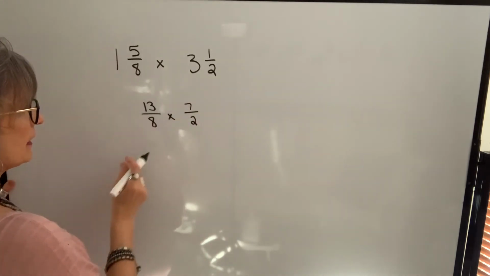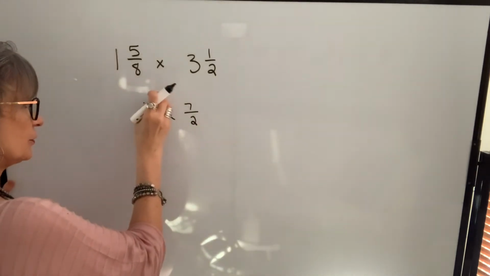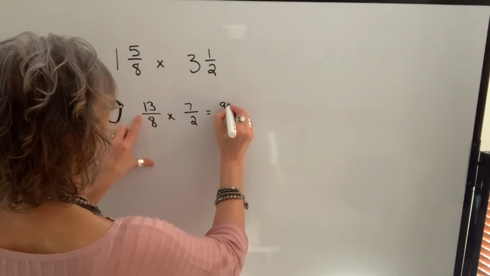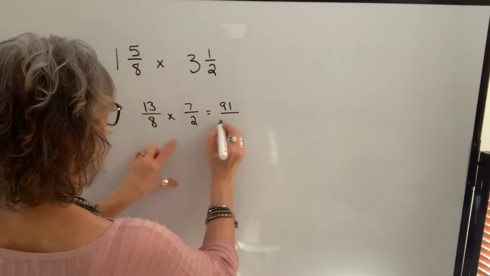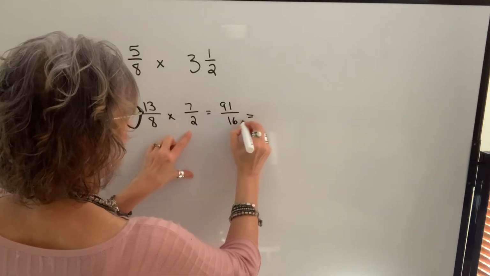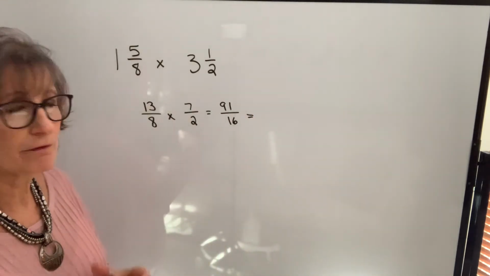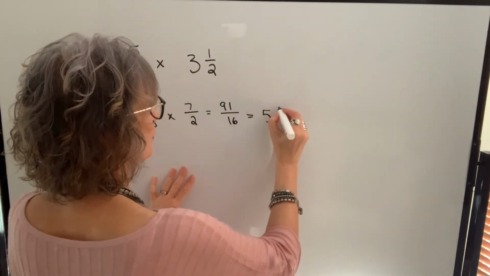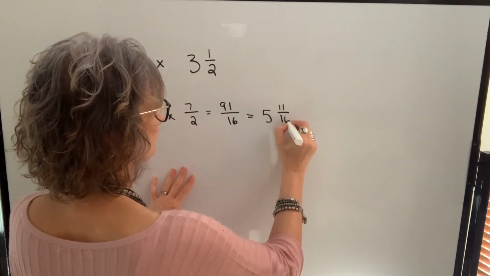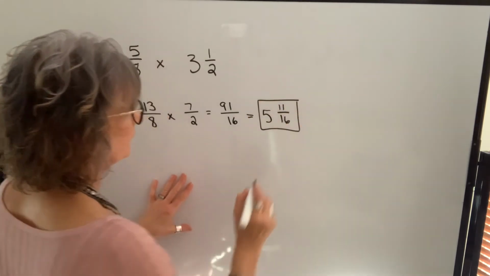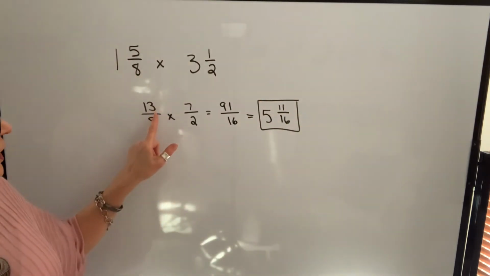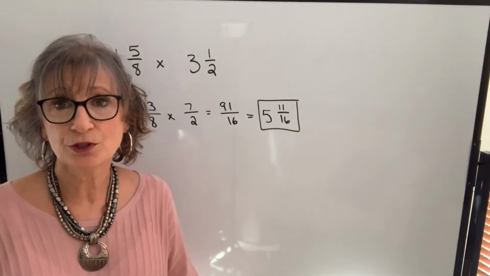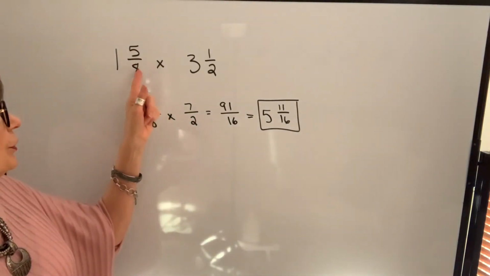There's nothing we can cancel. There's no common factor in a numerator and a denominator. 13 times 7 will be 91. 8 times 2 will be 16. 16 divides into 91 5 times. 5 times 16 is 80, so we'll have a remainder of 11. So it's necessary to change to an improper fraction before you can multiply, and certainly before you can cancel. Do not cancel when you have mixed numbers.